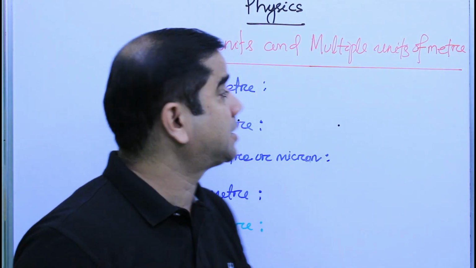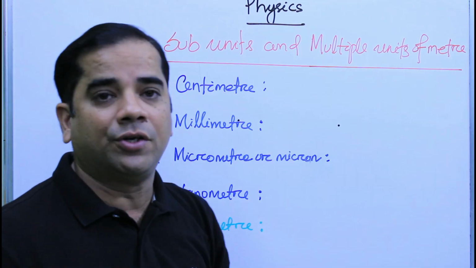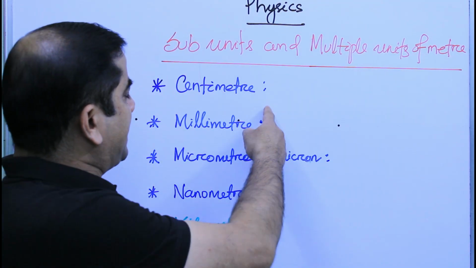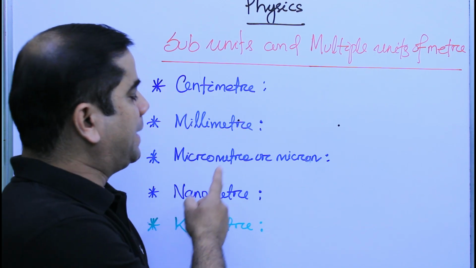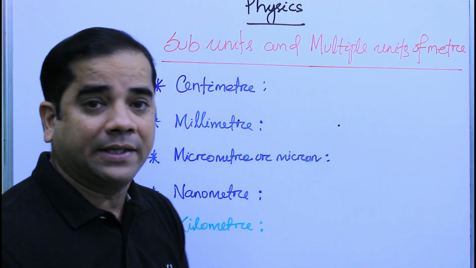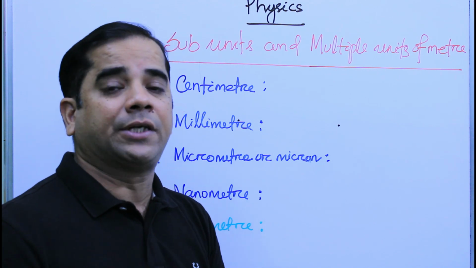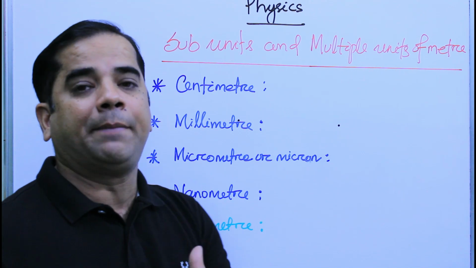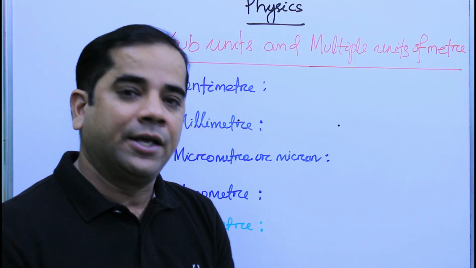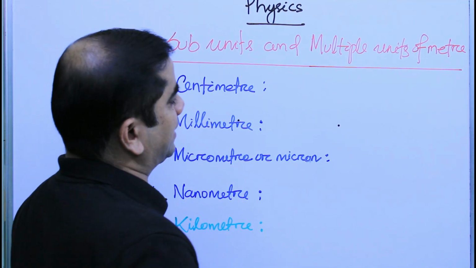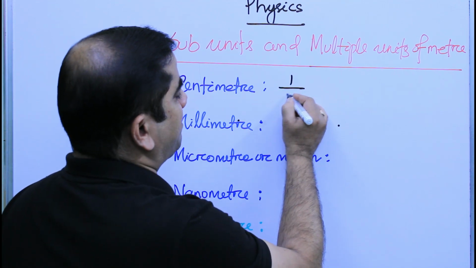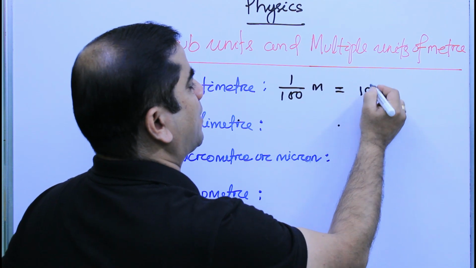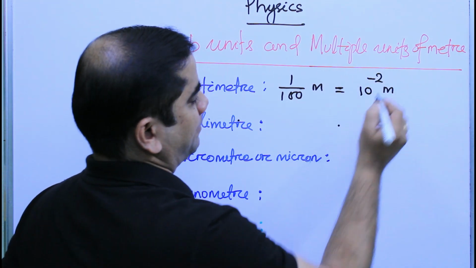Students, let us now discuss the subunits and multiple units of meter. As you can see on this board, centimeter, millimeter, micrometer or micron, and nanometer are the subunits of meter that are generally in use. And kilometer is the multiple unit of meter which we use. So centimeter is nothing but 1/100th part of a meter, or we can write it as 10 to the power minus 2 meter.